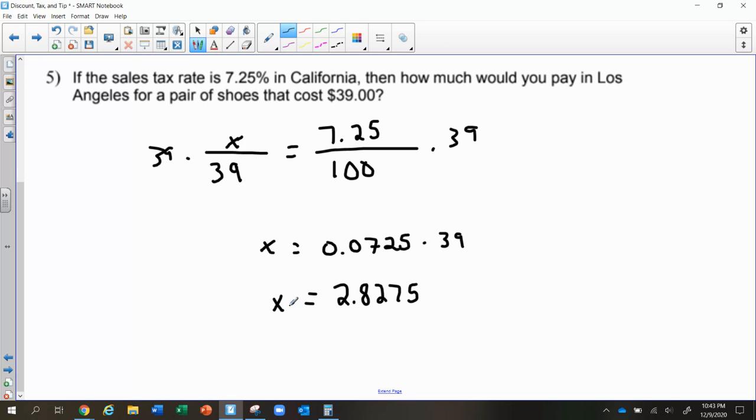Okay, so we're dealing with money when we're talking about sales tax. So this is one of the cases where now we're going to need to round. We're going to have to round to the nearest cent. Now it's 82 cents, but my next digit over is 7, so it is going to round up to the next penny. So my sales tax is going to be $2.83.